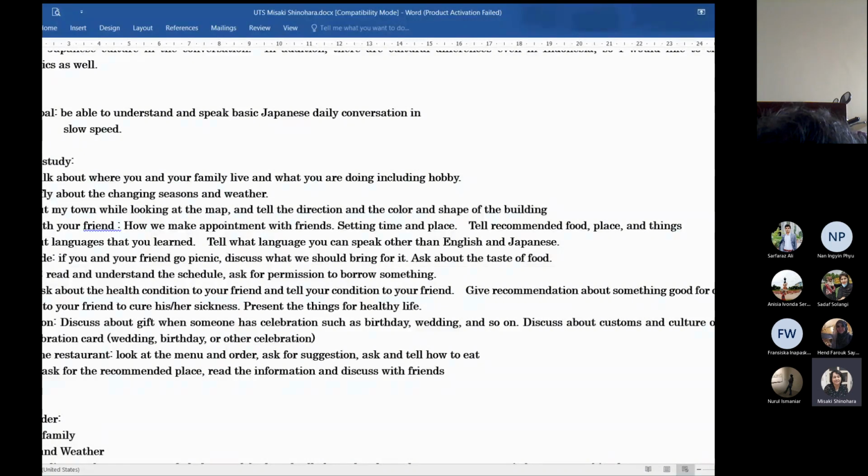First, they will introduce themselves or introduce their family, so about themselves. And number 2, about the season and weather. So it's really basic things, but in common or daily conversation, it's important to know. Okay. So number 3, talk about my town.